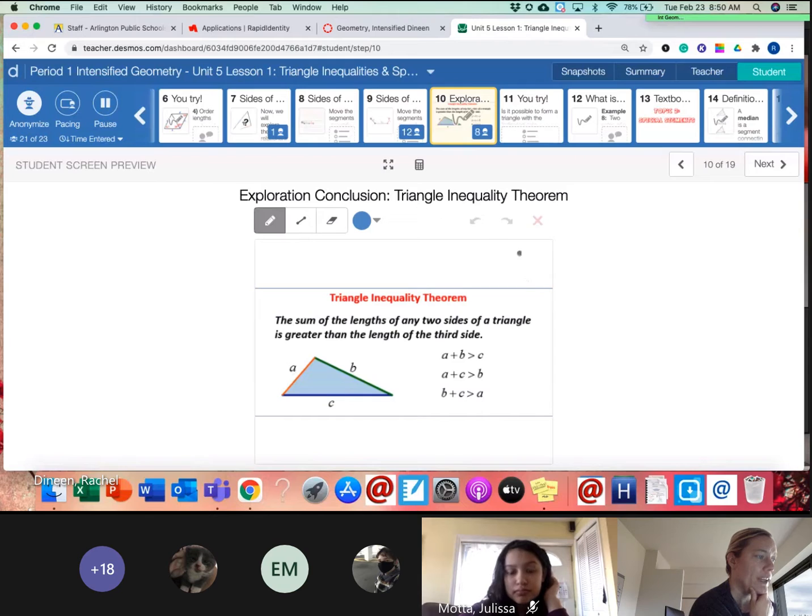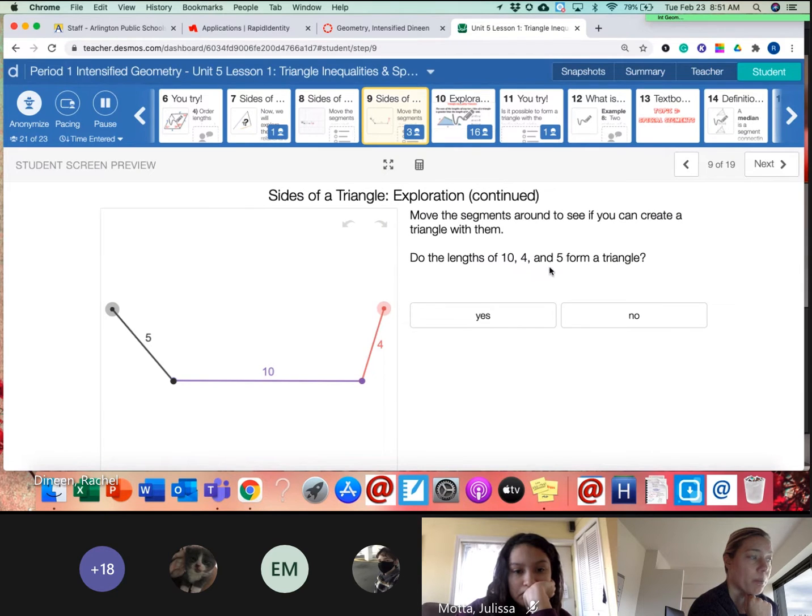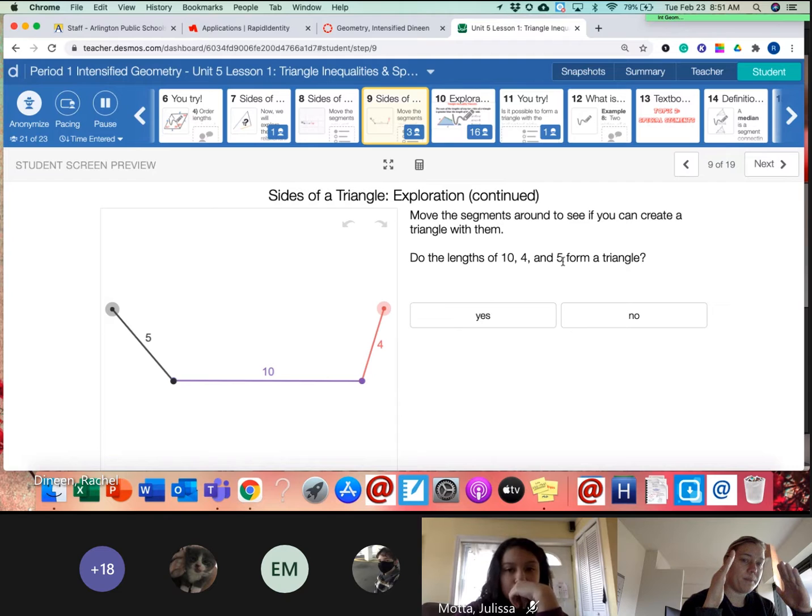So, the triangle inequality theorem states that the sum of the lengths of any two sides of a triangle is greater than the length of the third side. So, when you add up any two sides of a triangle, it always has to be greater than the length of the third side. If you look at slide 9, if you add up 4 plus 5, that is not greater than 10. So that's why the sides did not meet.